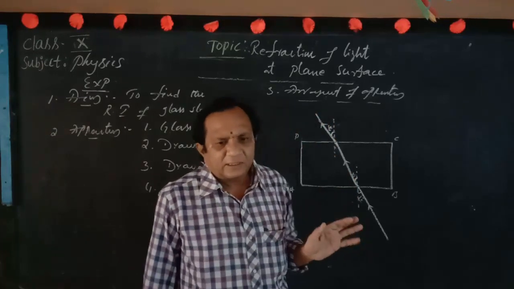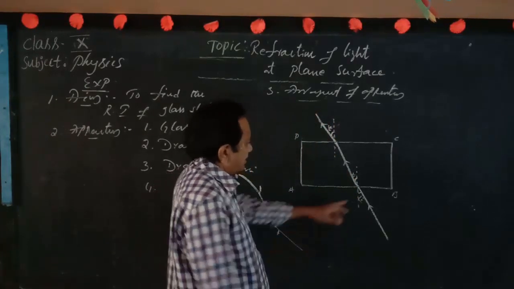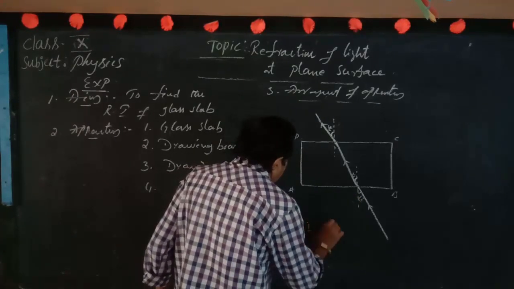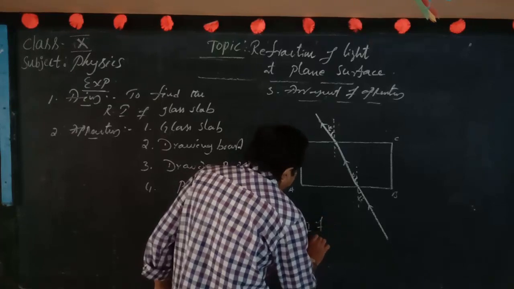Then, after determining the angle of incidence and the rest of these, we can find the refractive index of the glass slab.